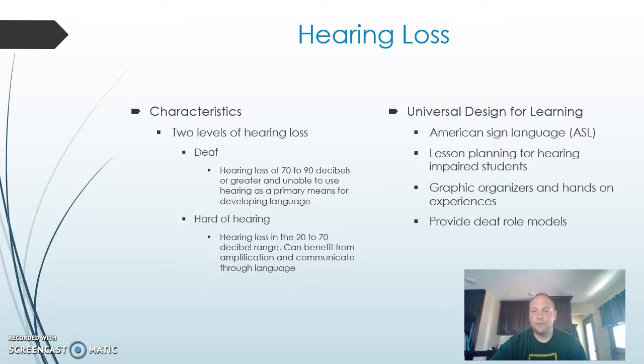Some ideas for universal design for learning for these students is sign language, lesson planning for hearing impaired students. You never know when you're going to have hearing impaired. Well, I guess you probably could, but it's definitely a good idea to have ideas in place for hearing impaired students in all your lesson plans, whether you have a hearing impaired student or not. Graphic organizers and hands-on experiences. Again, that's going to be important for these students. The graphic organizers, hands-on experiences will definitely help them too.